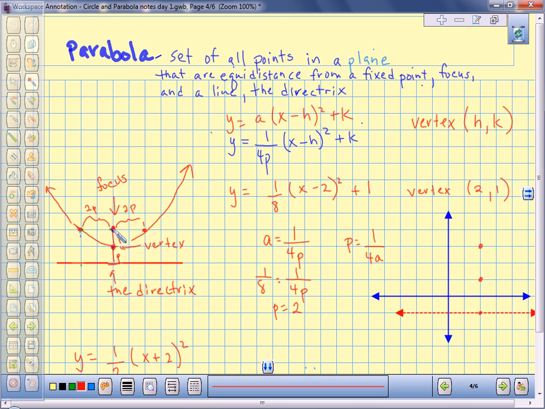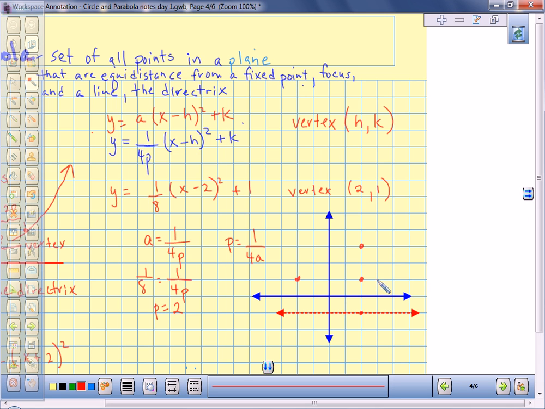Okay, so our P is what? 2, so I double that, and I go out 1, 2, 3, 4 on this side. Oops. I did it from the wrong spot. You have to do it from the focus. Whoopsie. And then this is our graph. Why did we go out 2 more? How do we find the directrix again?